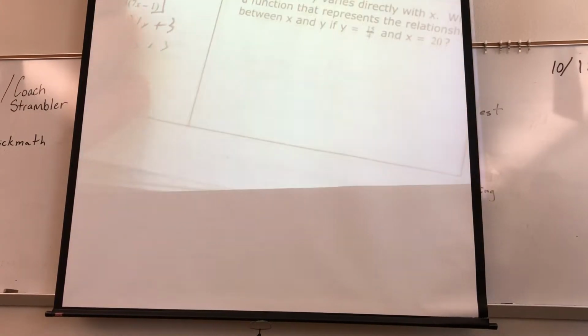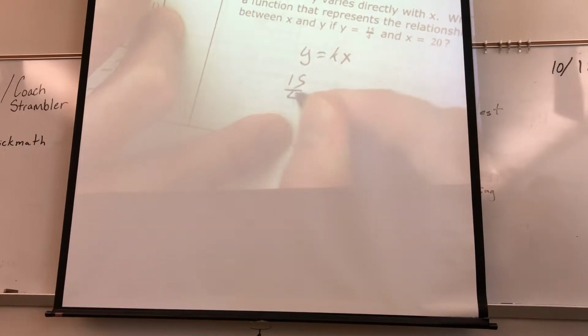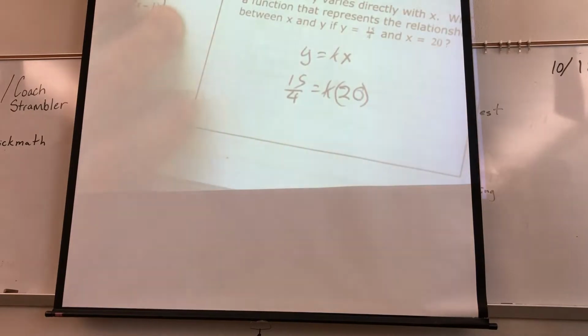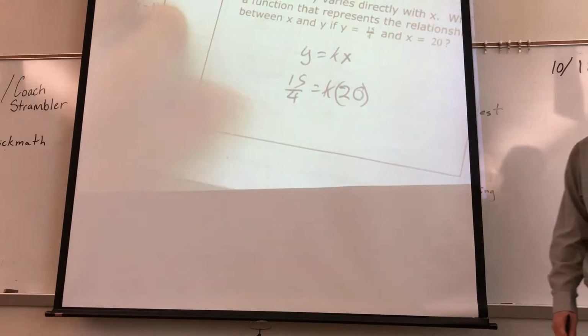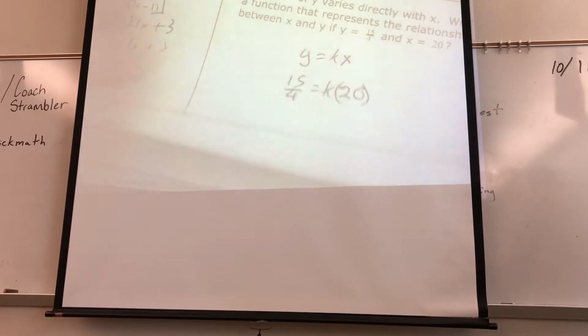The value of y varies directly with x. This is y is equal to kx. It tells you y is 15 over 4, and it tells you that x is equal to 20. This is something that after you put those values in there, you can numerical solve this one, or you can just divide both sides by 20, rely on your calculator to kind of even out that fraction for you.